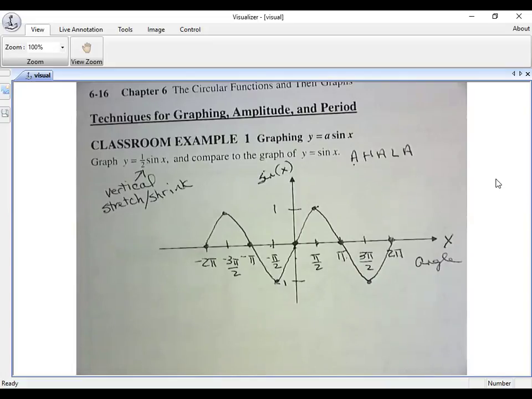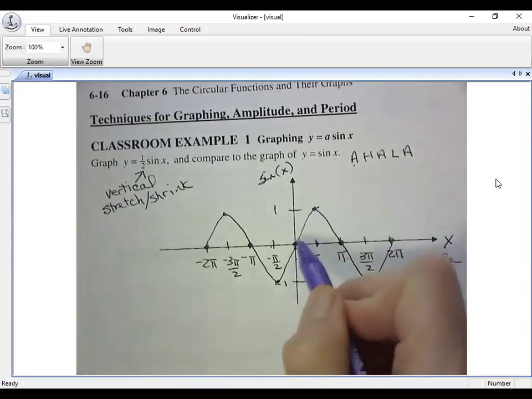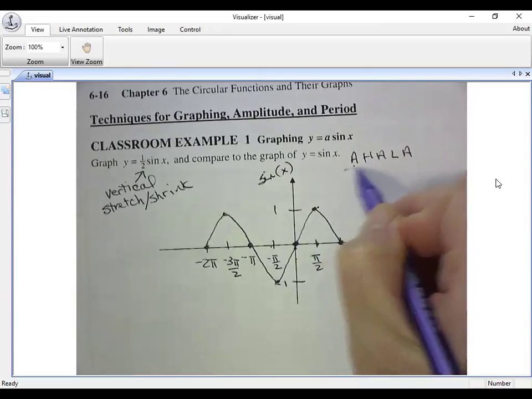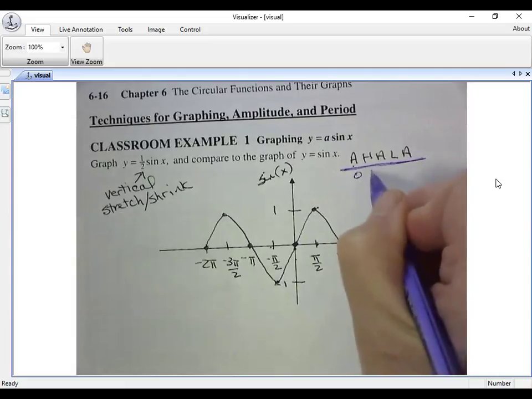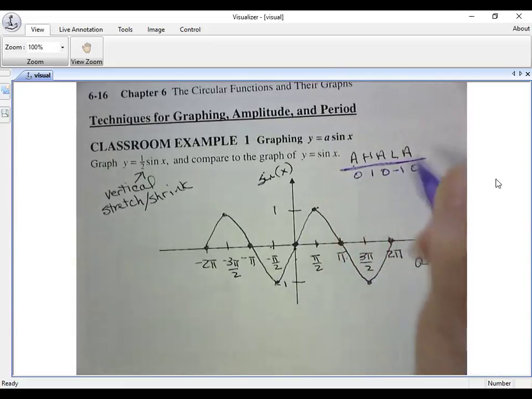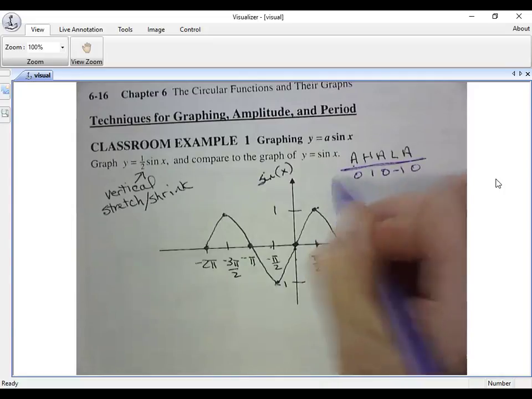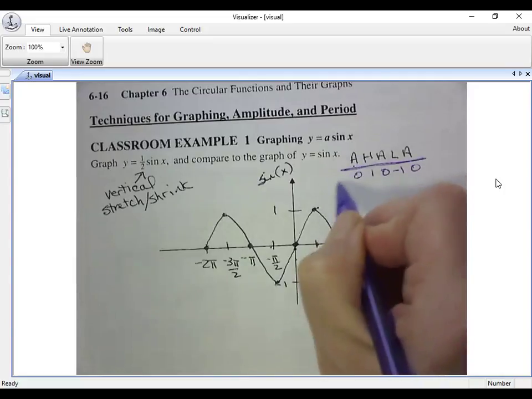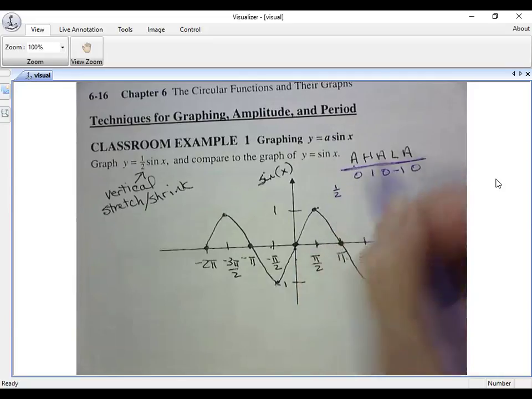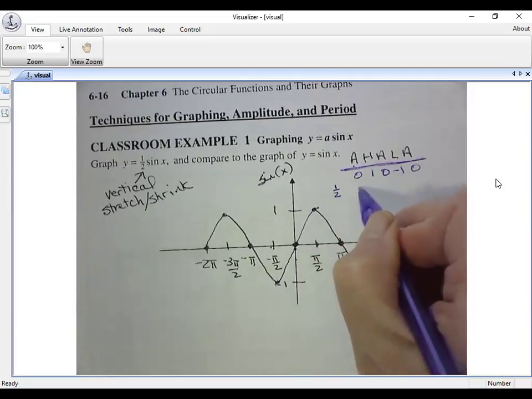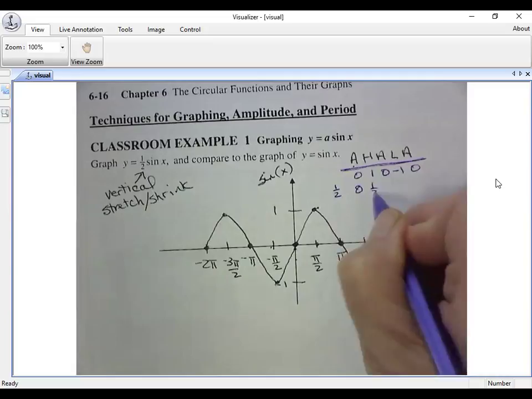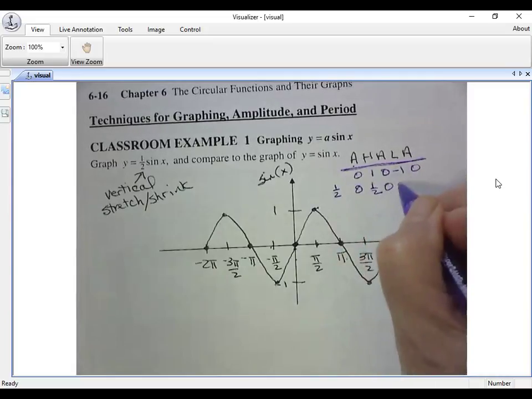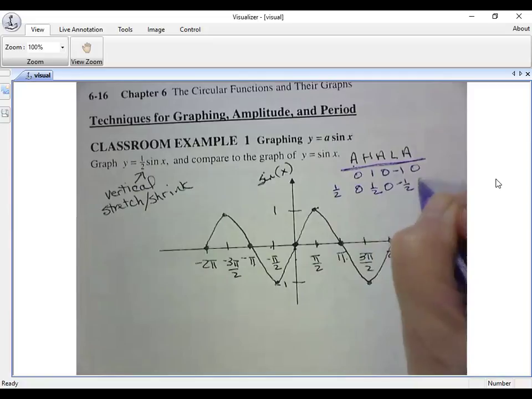because I think it helps if we can kind of see how it compares. So basically, think about it this way. If I were to make this table, where I had my 0, 1, 0, -1, 0, and that was when it was just the sine of x. If I multiply all these outputs by 1/2, I'm going to have what? 0, but instead of going up to 1, I'm only going to go where? To 1/2. And then that'll be 0, and this will go down to -1/2 and back to 0.